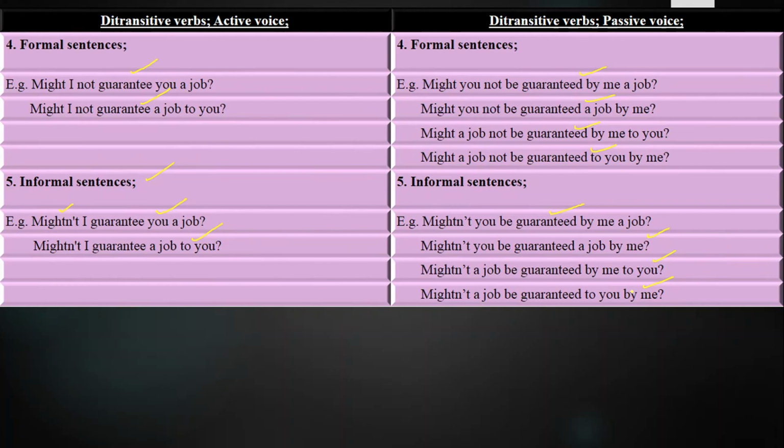So these are the formal and informal sentences of ditransitive verb guarantee from active voice into passive voice in modal auxiliary verb might. Hope you got today's lecture.